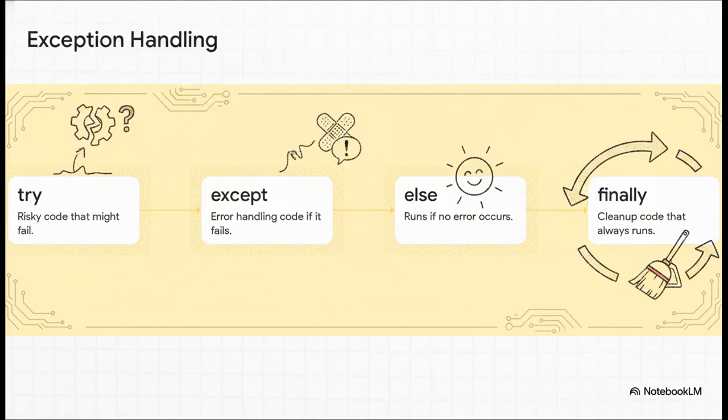This four-step structure is exactly what separates amateur scripts from professional, user-friendly applications. First, you put your risky code in a try block. If it fails, Python skips ahead to the except block to handle the error gracefully instead of crashing. The else block runs if everything went perfectly. And finally, the finally block. That cleanup code executes no matter what happens, making it the absolute best place to securely close your files.